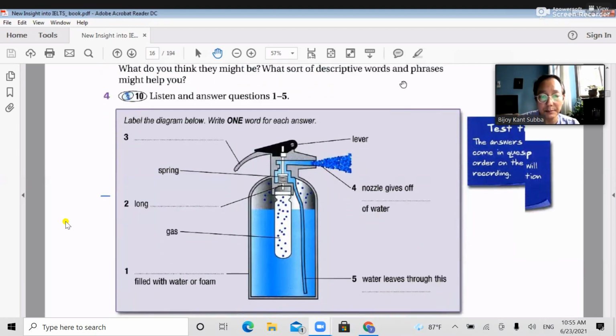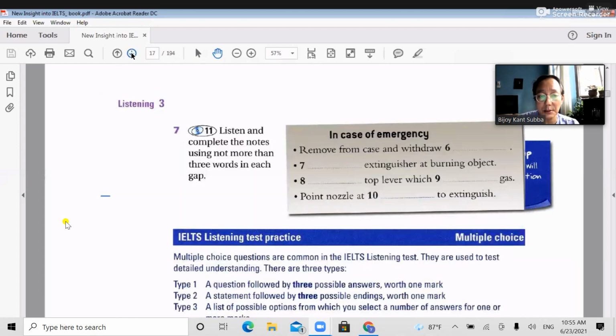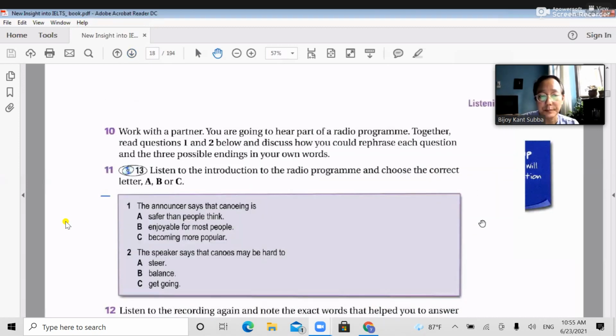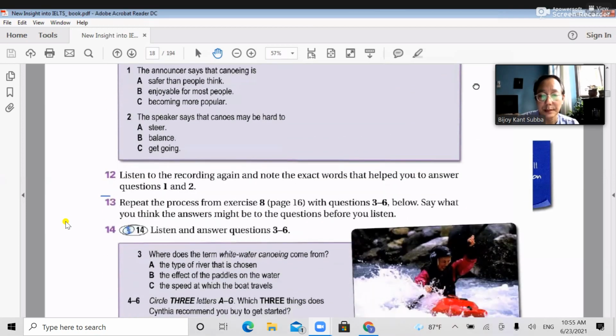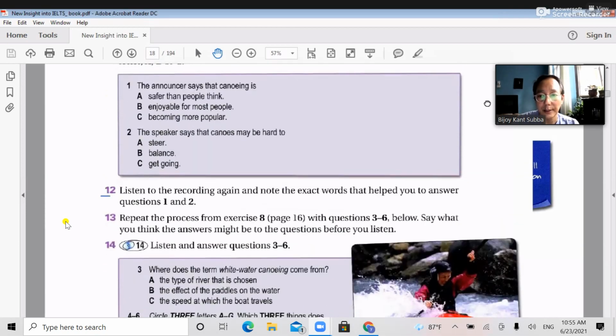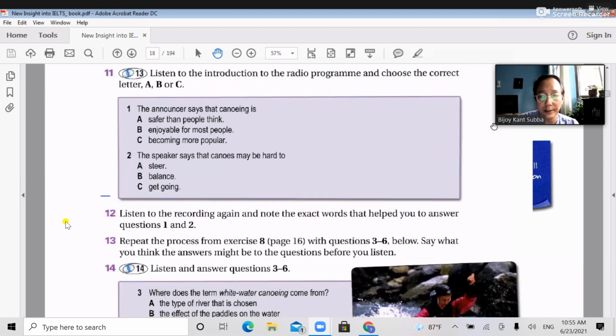Diagram labeling. Or you also get diagrams. Okay, labeling a diagram. But besides this, let's try something else. Let's look at 13.